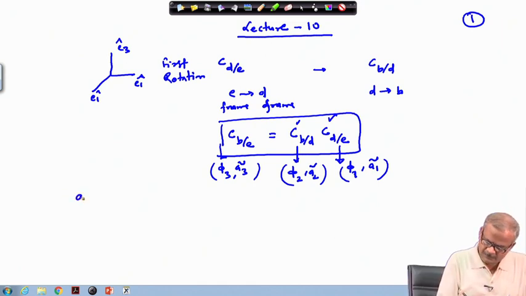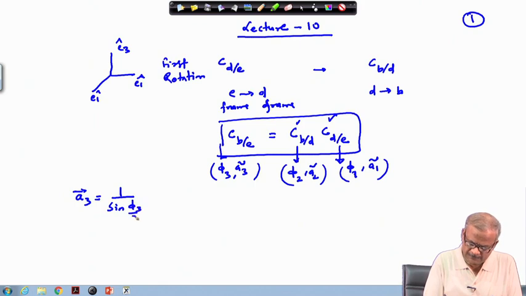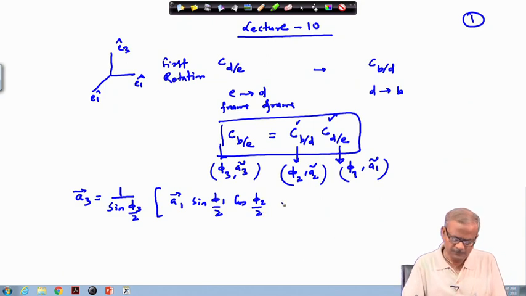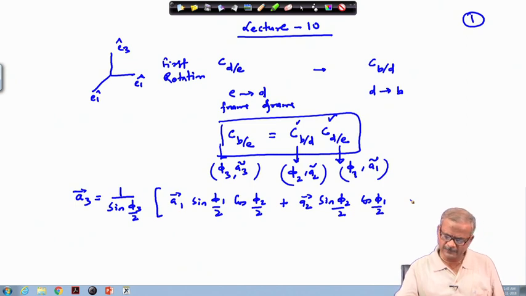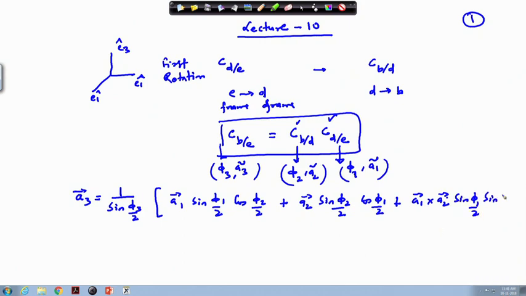A 3 tilde or A 3, this we have written as 1 by sin phi 3 by 2 times A 1 sin phi 1 by 2 cos phi 2 by 2 plus A 2 sin phi 2 by 2 cos phi 1 by 2, this is the derivation of our 8th lecture, plus A 1 cross A 2 sin phi 1 by 2 sin phi 2 by 2.